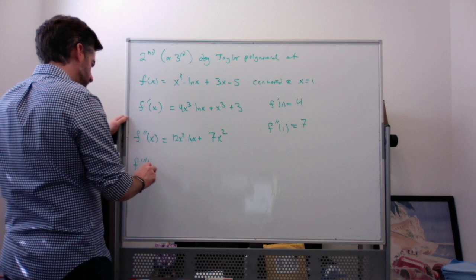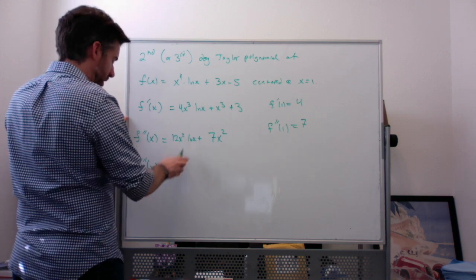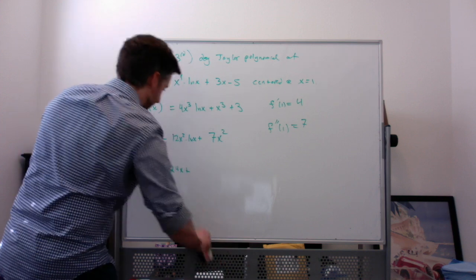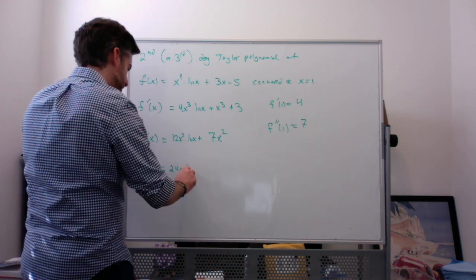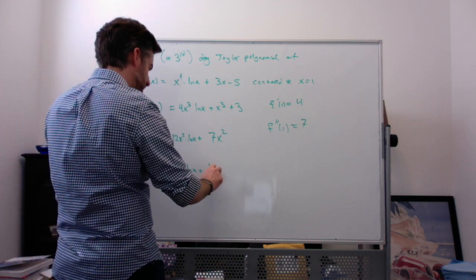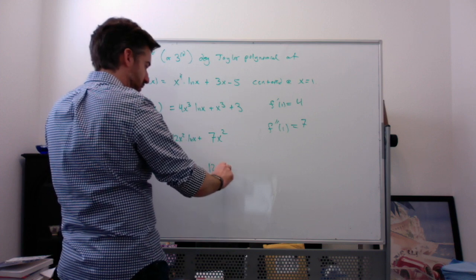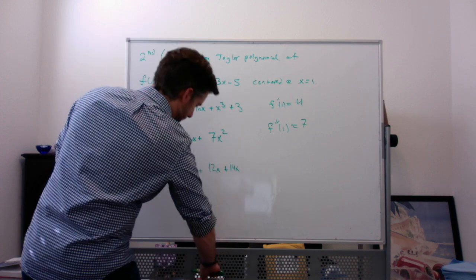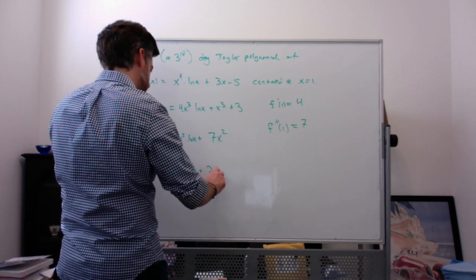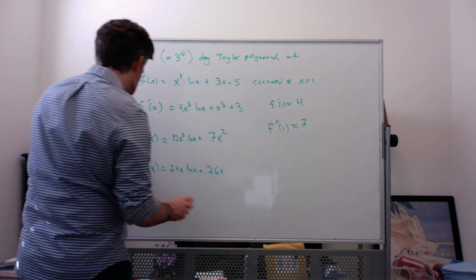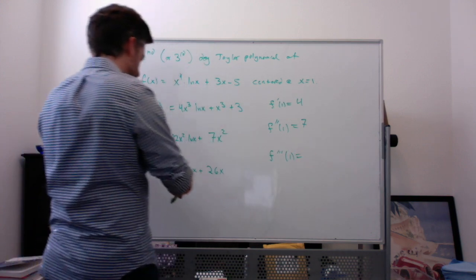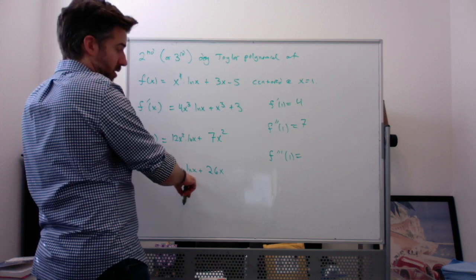So f triple prime of x is going to be the product rule again, 24x times natural log of x plus 12x squared times 1 over x is going to be a 12x plus the derivative of 7x squared is 14x, and those go together like 26x. So then f triple prime of 1 is going to be 24 times 1 times natural log 1, which is 0, plus 26.